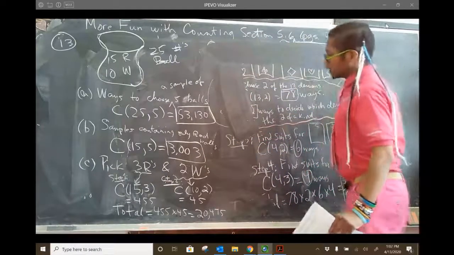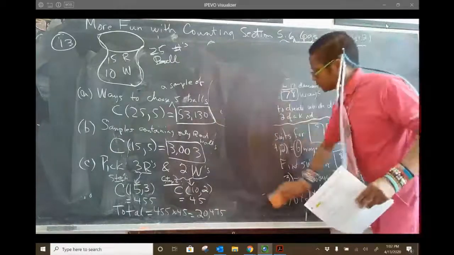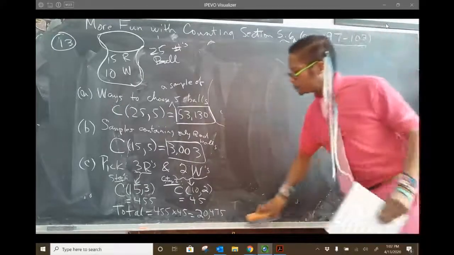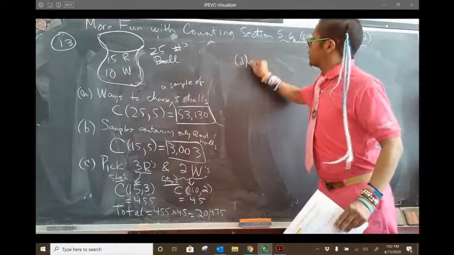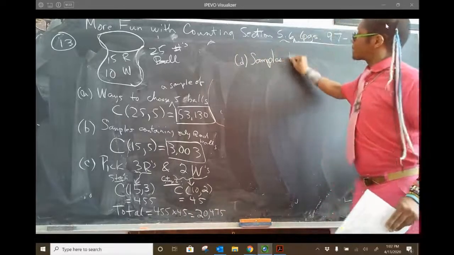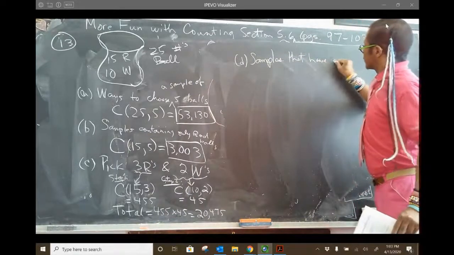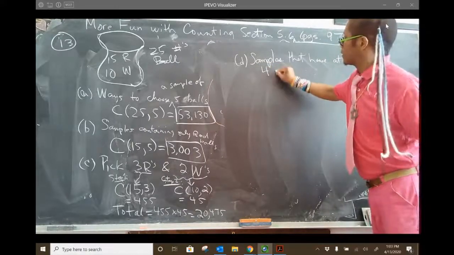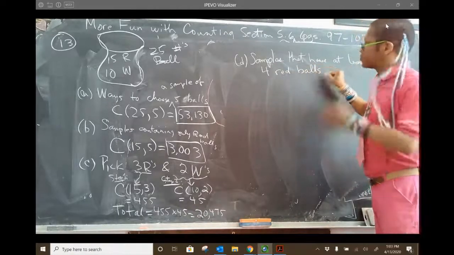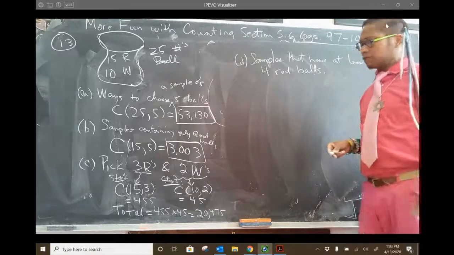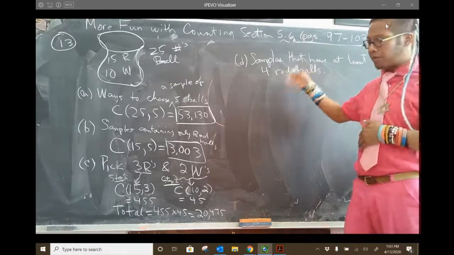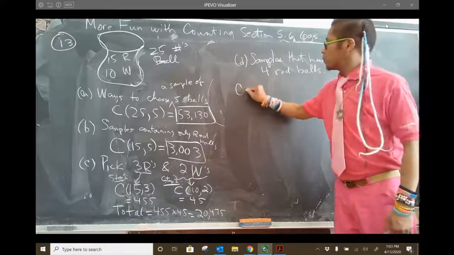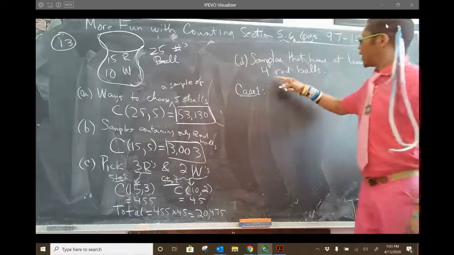Part D requires a tiny bit of thinking because it has the words at least. But we know what to do with at least. That means use cases and then the addition principle. So part D is we're going to count the samples that have at least 4 red balls. Remember, we can always do the opposite too. If this has too many cases, we count the opposite and then subtract it from the universe. But I don't know if this has too many cases. So we're picking 5 balls, and we want at least 4 red balls.